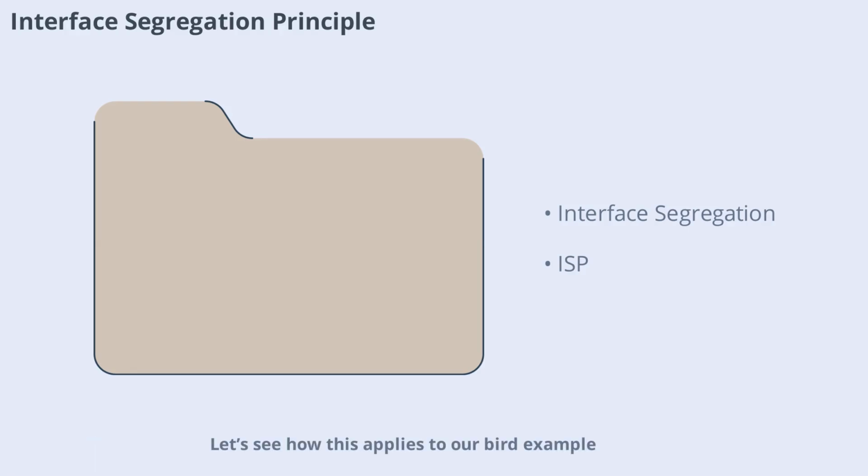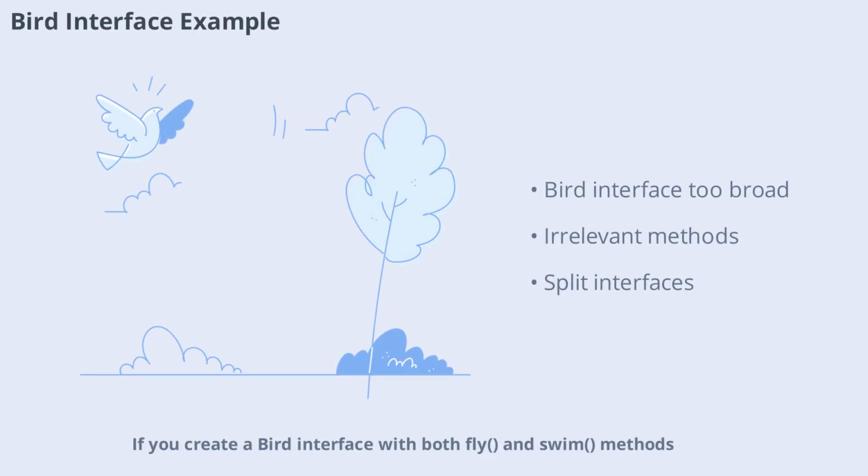Let's see how this applies to our bird example. If you create a bird interface with both fly and swim methods, all birds must implement both, even if it doesn't make sense. Sparrows would need to implement swim, and penguins would need to implement fly, leading to unnecessary or empty methods. By splitting the interface into smaller, more specific ones, each class only implements what's relevant to it.